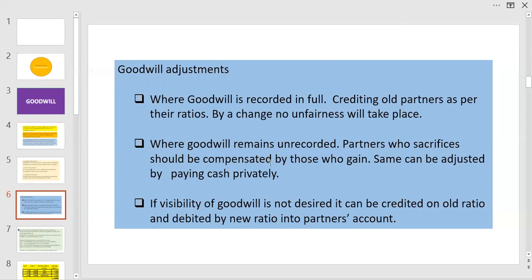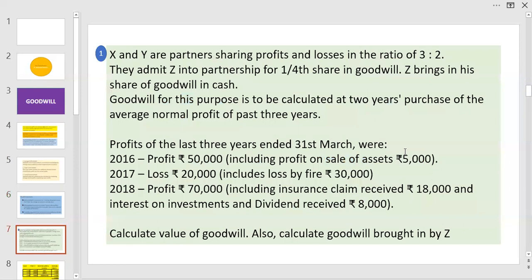In the second method, where goodwill remains unrecorded, partners who sacrifice should be compensated by those who gain. This may be settled as a private transaction by paying cash between the parties. No partnership accounts will be involved. If the visibility of goodwill is not desired, it can be credited on the old ratio and debited by the new ratio into the partners' accounts. The things that we spoke of in abstract, we can do practically by the following illustrations.